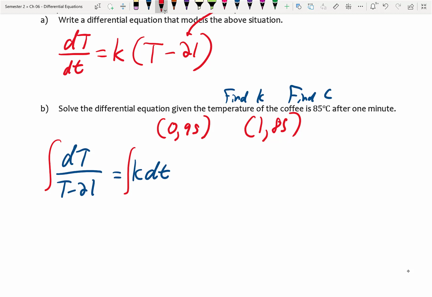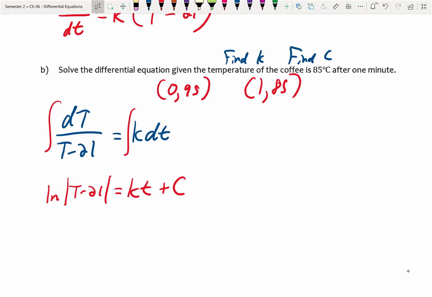What's the integral of the left side? What's the integral of 1 over T minus 21? Natural log of the absolute value of T minus 21 equals kt plus a constant. It's your call about when you actually try to solve for k's and c's. You can plug things in now, or you can plug them in a little bit later.